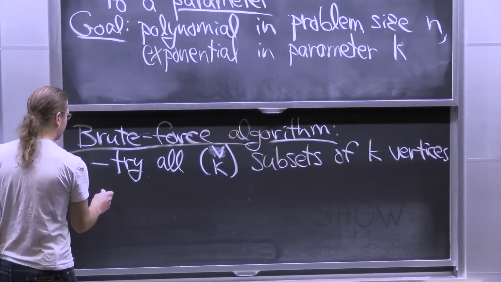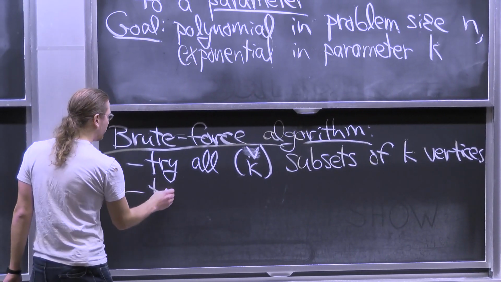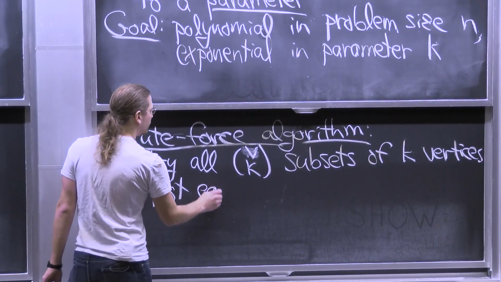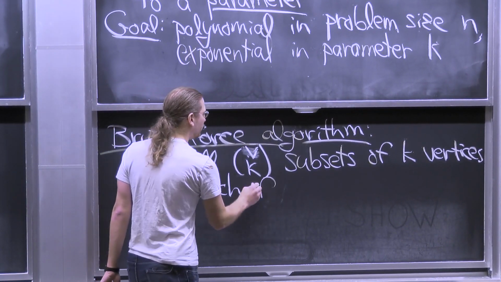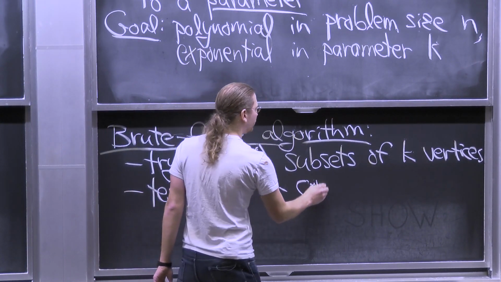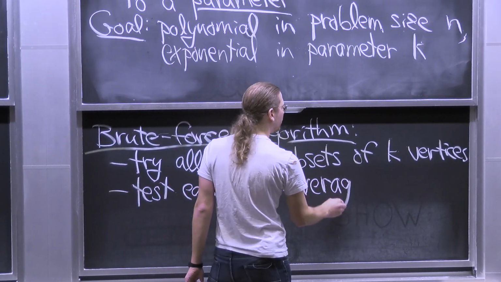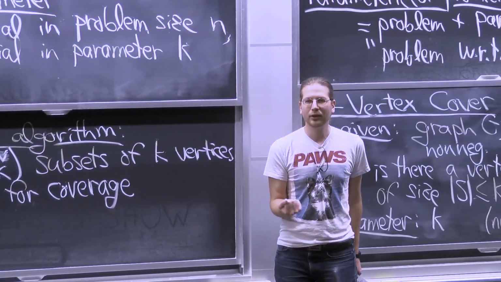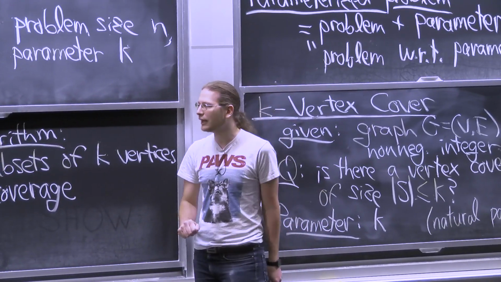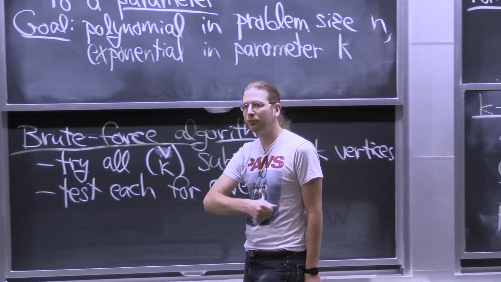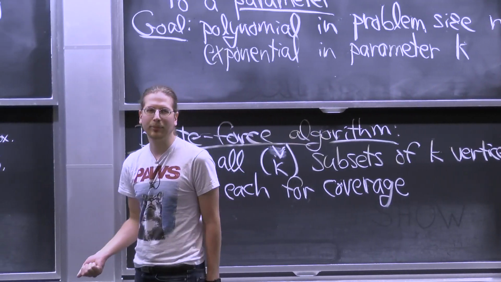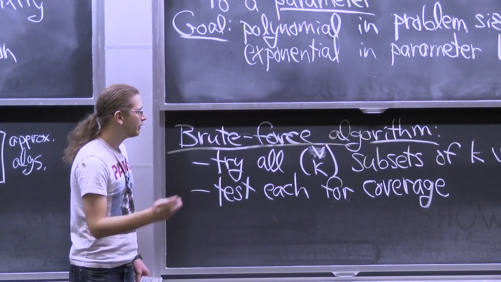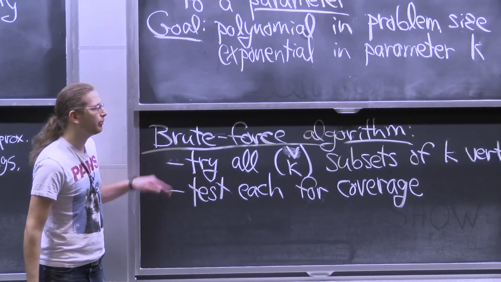Okay, so for each of those choices, test for coverage. That just means we loop over every vertex in our set and mark all of the incident edges as covered. Then we go through all the edges and see whether everyone got marked covered. If not, we reset and try the next subset.